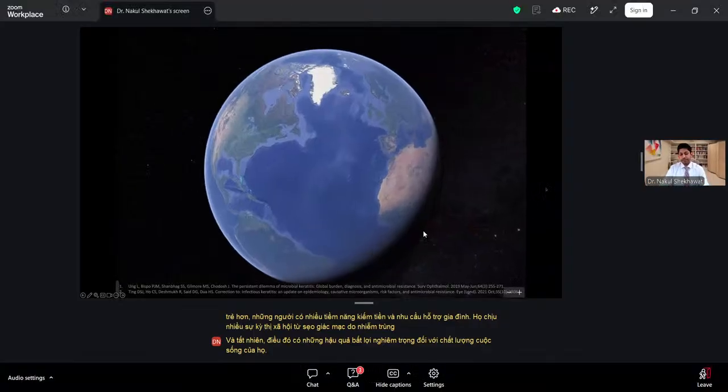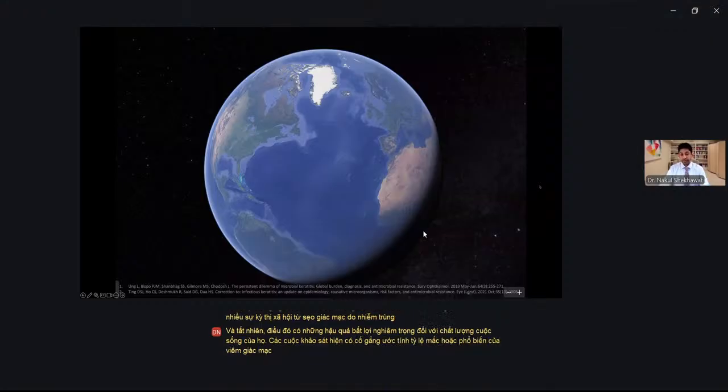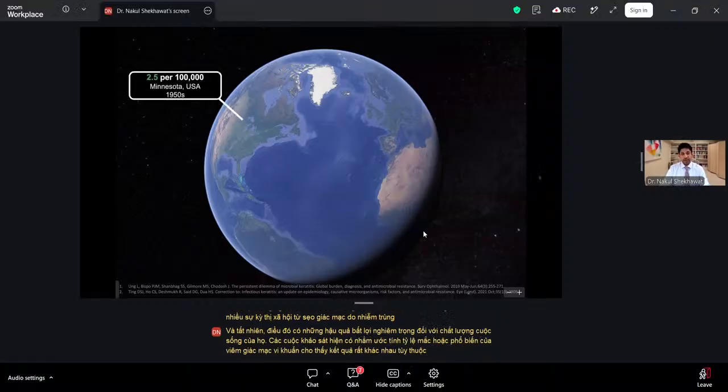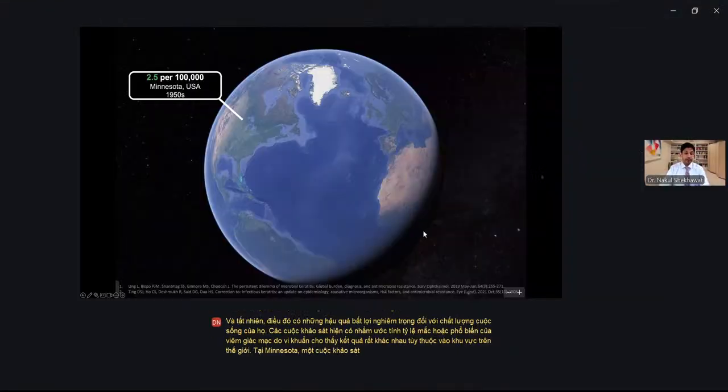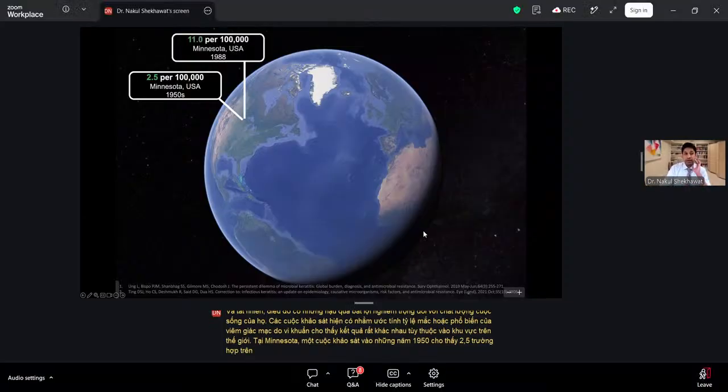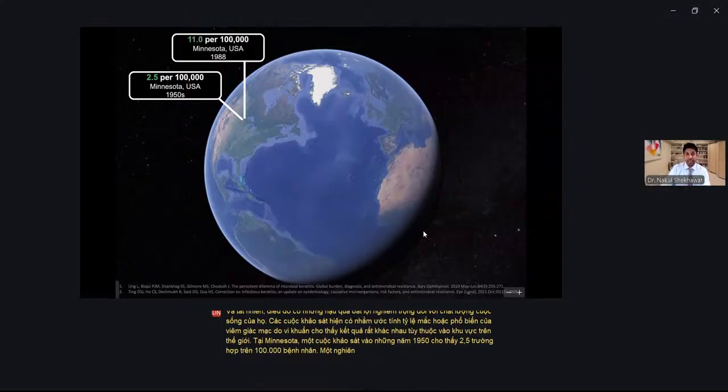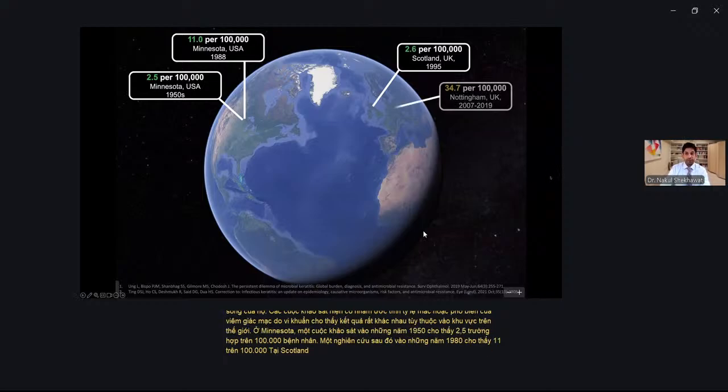The surveys that do exist that try to estimate the incidence or prevalence of microbial keratitis show highly different results depending on the region of the world. So in Minnesota, a survey back in the 1950s showed 2.5 cases per 100,000 patients. A later study in the 1980s showed 11 per 100,000. In Scotland in 1995, it was 2.6 per 100,000 patients.